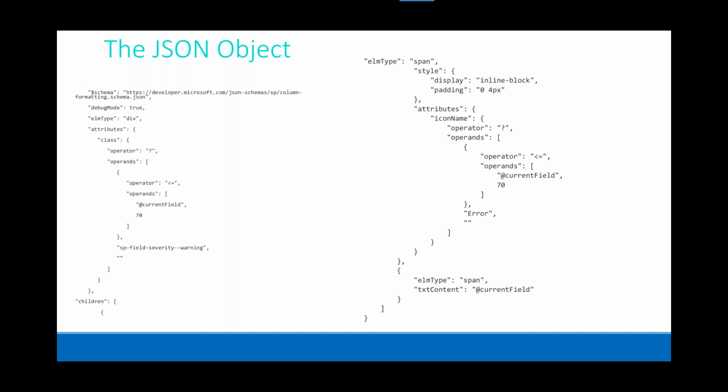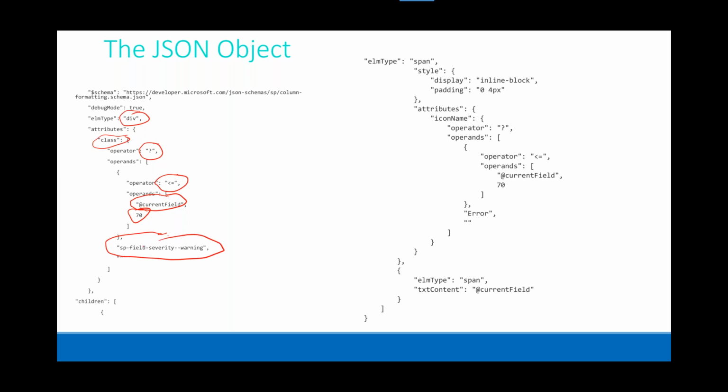It is going to create a div on the page, and this div is where all of your content is going to live. And it's saying if the current field is less than or equal to 70, apply a class of field severity warning. And that gives it the yellow background.